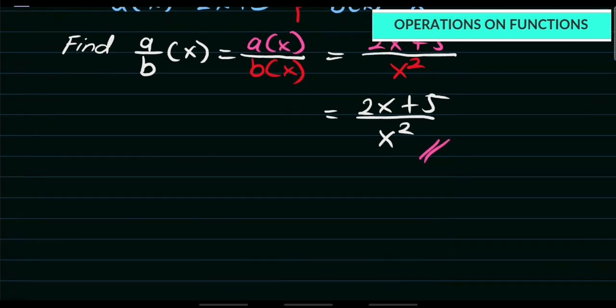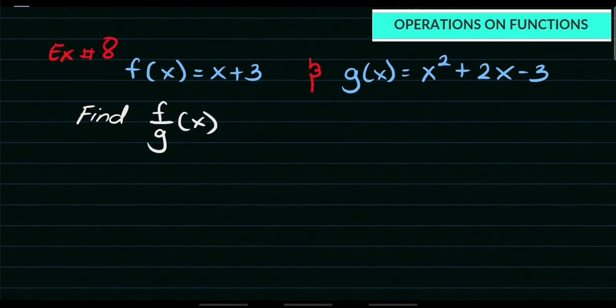Okay? Now, let's have example number 8. So let's divide functions again. So for example number 8, f of x is equals to x plus 3, and g of x is equals to x squared plus 2x minus 3. So let's find f divided by g of x. So again, this notation or operation is simply equals to f of x divided by the value of the second function, which is g of x.